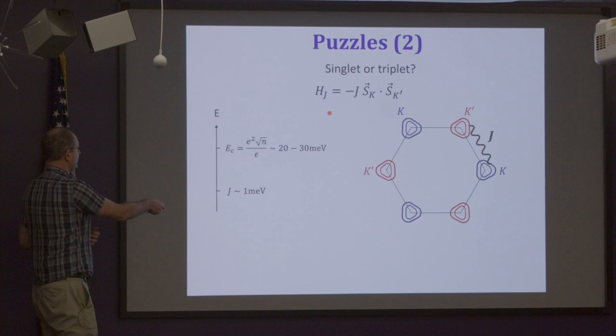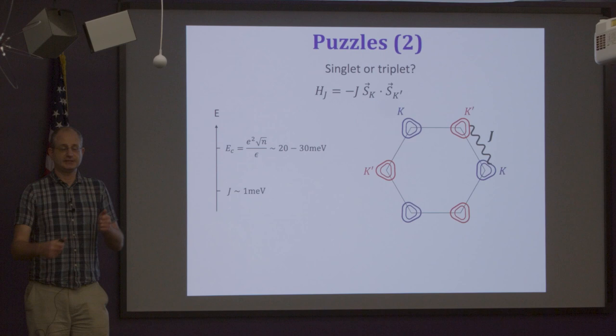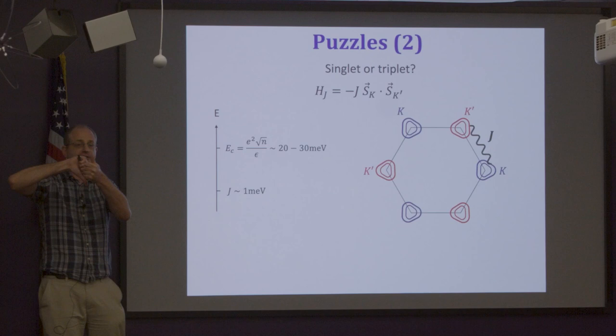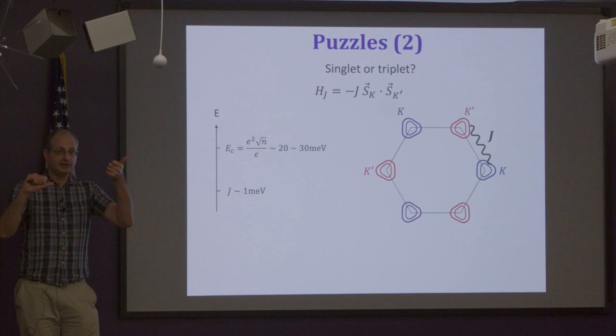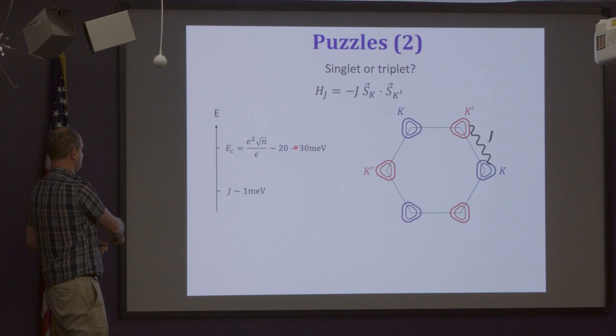And there is this Hund's term that you should think about as large momentum transfer, meaning it's very short range in real space. It's almost like a contact interaction. The two electrons have to be very close to each other on the lattice scale to know their relative spins if they come from opposite valleys. A naive estimate would give you 1 millivolt for that term.